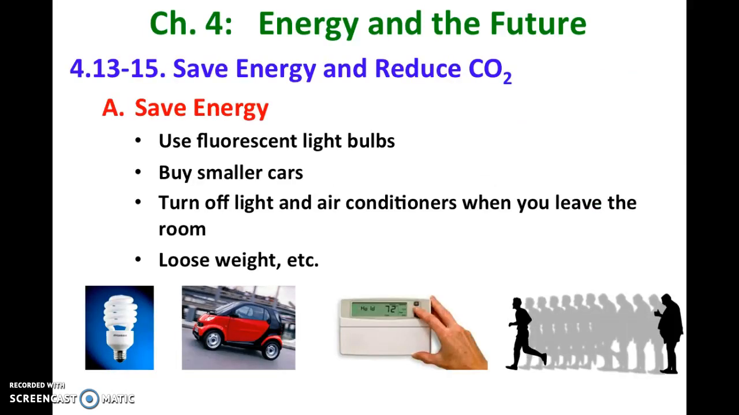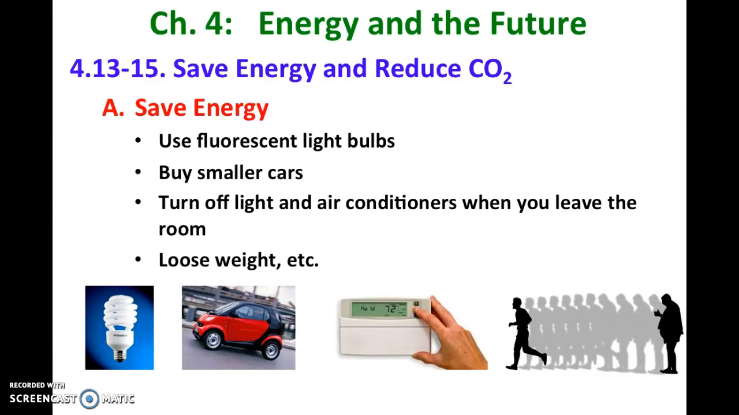Human beings will inevitably have energy and climate problems in future. Everybody is responsible to save energy and protect our environment now. Using fluorescent light bulbs, driving smaller cars, turning off lights and air conditioners when not needed, losing weight, and so on can save energy. These are just some examples.